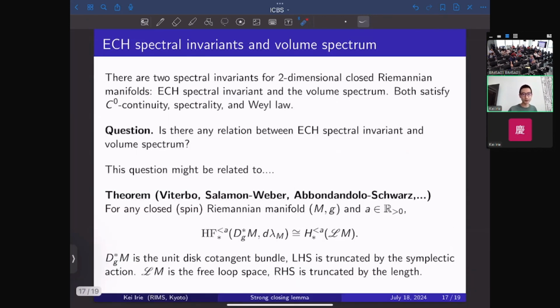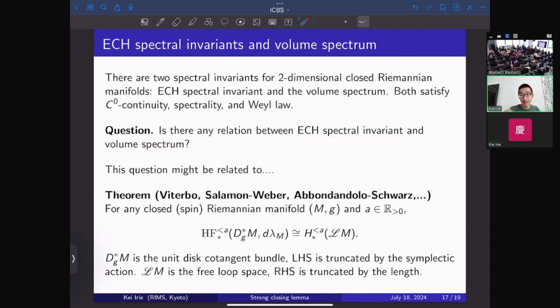Now, given this result, there are 2 spectral invariants for 2-dimensional closed Riemannian manifolds. One is the ECH spectral invariant, and the other is the volume spectrum. Both satisfy C0 continuity, spectrality, and the Weyl law. So I think this is a very natural question to ask: is there any relation between these 2 invariants, namely the ECH spectral invariant and the volume spectrum?